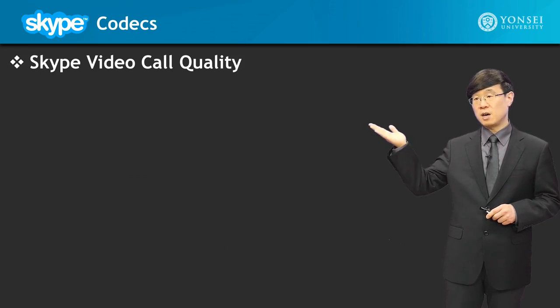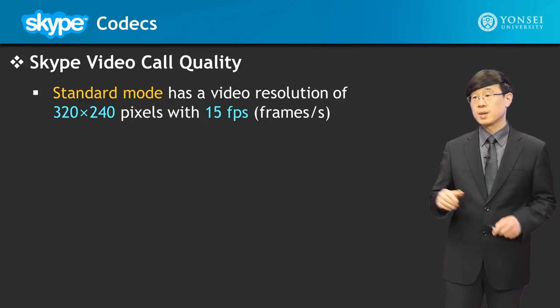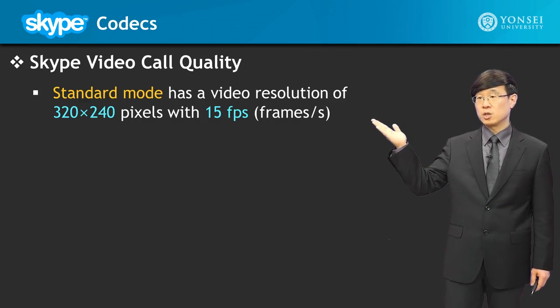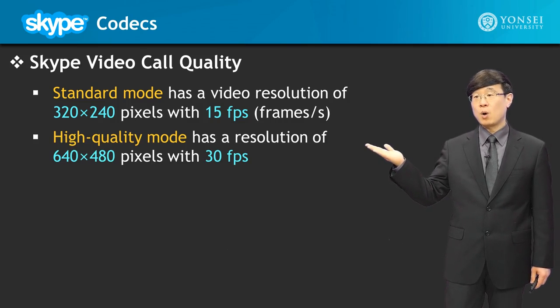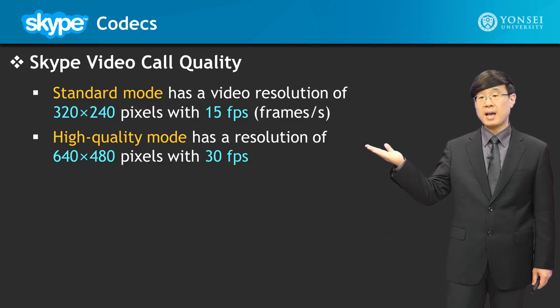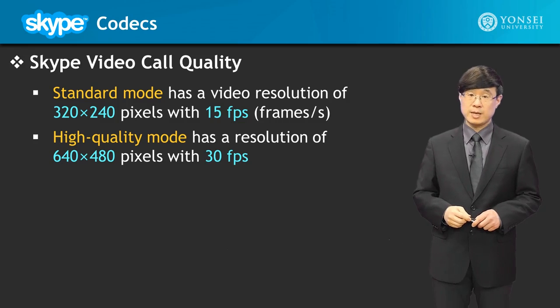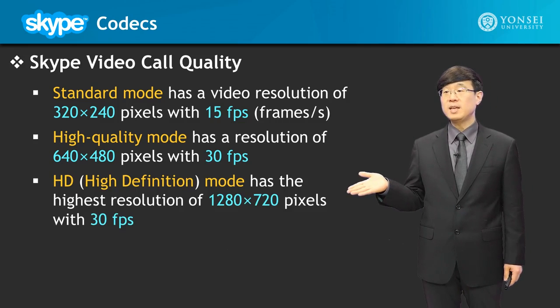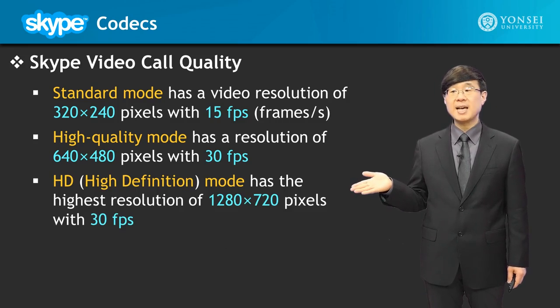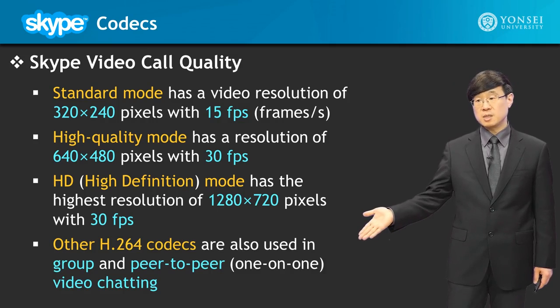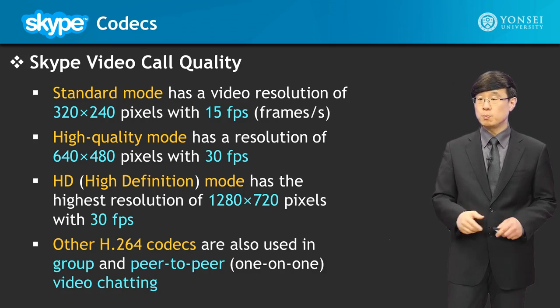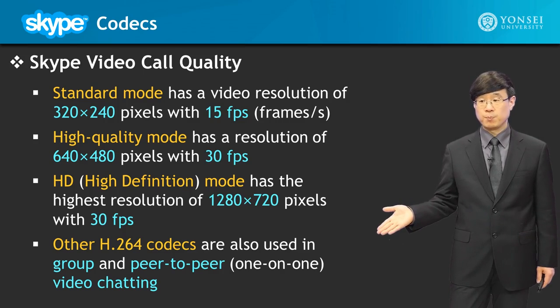Going into the further details of the Skype video call quality, the standard mode has a video resolution of 320 by 240 pixels with 15 frames per second. Then the upper end high quality mode has a resolution of 640 by 480 pixels with 30 frames per second. Then, going into high definition mode, this has the highest resolution at 1280 by 720 pixels with 30 frames per second. Then other H.264 codecs are also used in group and peer-to-peer, which is one-to-one, video chatting.